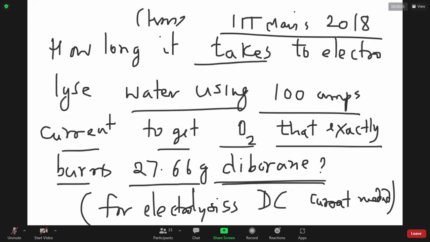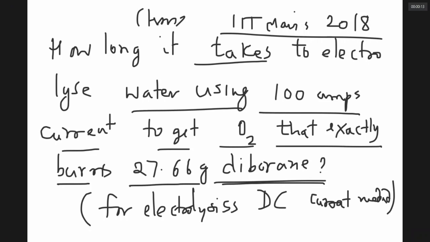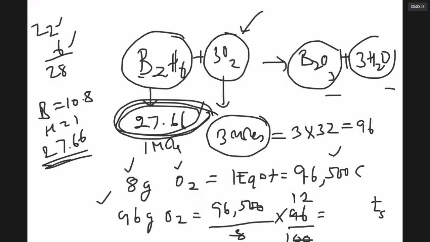This is slide number 1. How long does it take to electrolyze water using 100 amperes current to get oxygen that exactly bonds 27.66 grams of diborane? First, I write the equation.